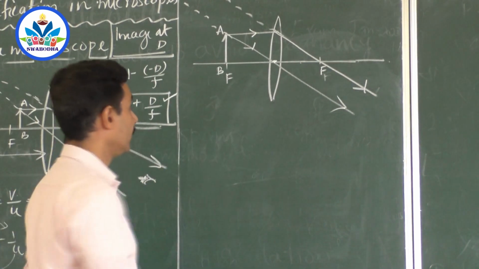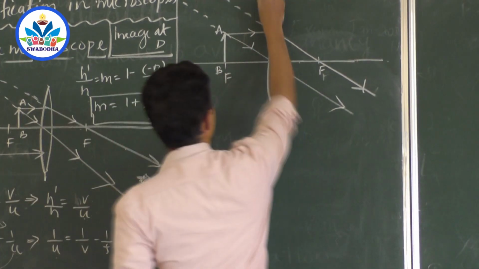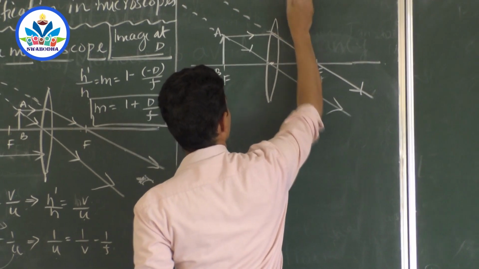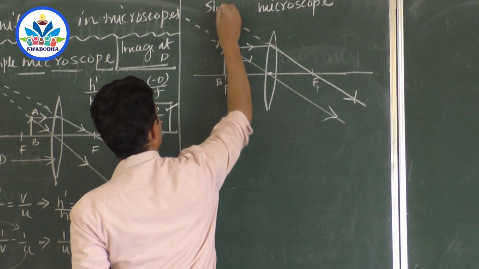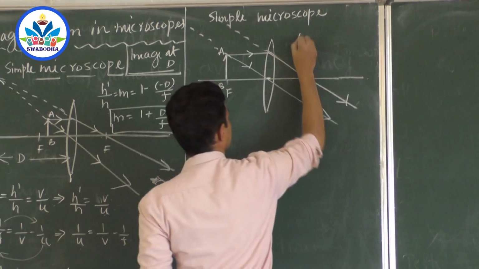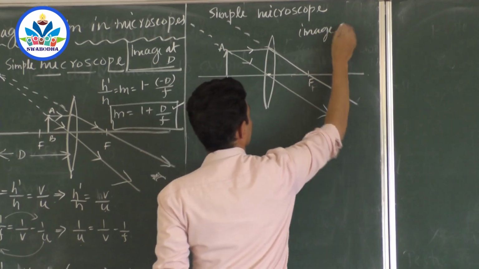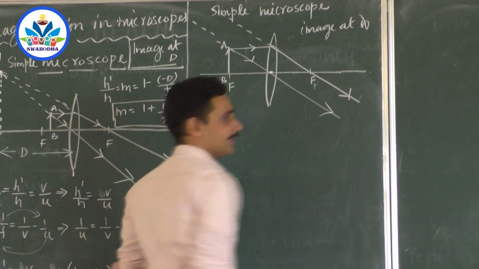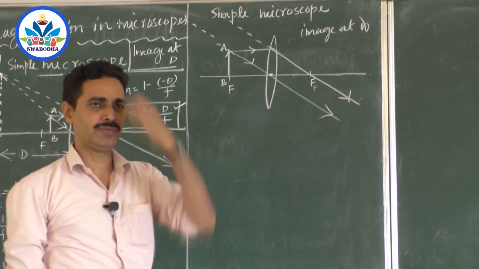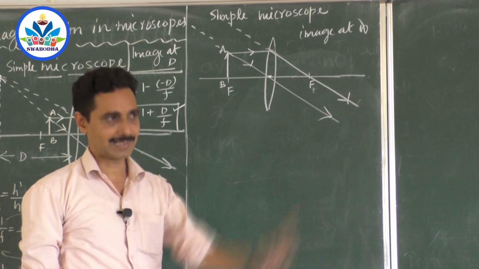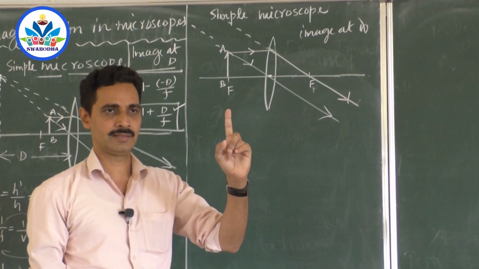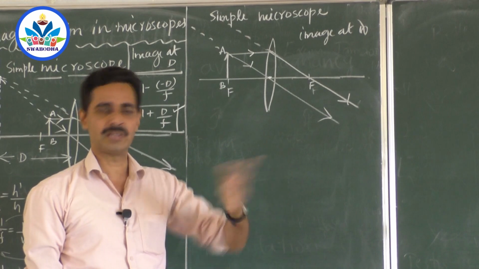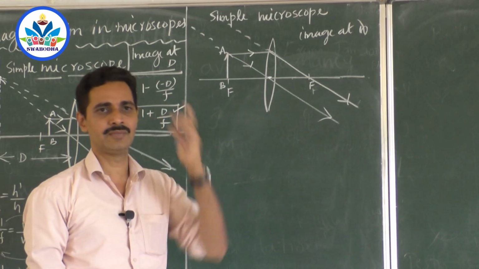Now I am defining it for the microscope. I will write the heading here: simple microscope. So, magnification for a simple microscope, with the image at infinity. In this case, when the image is at infinity, look at the object at the least distance of distinct vision. How much angle will it create in your eyes? Look at the image which is formed at a very large distance. How much angle will it create?